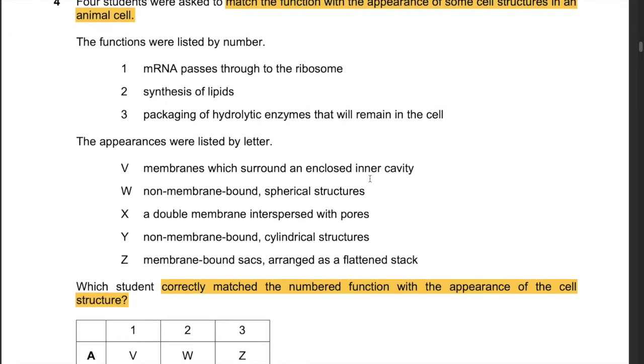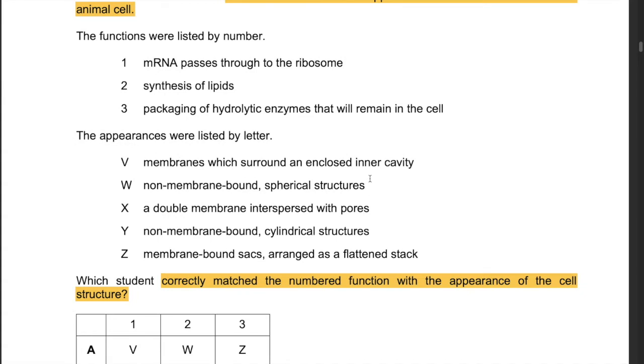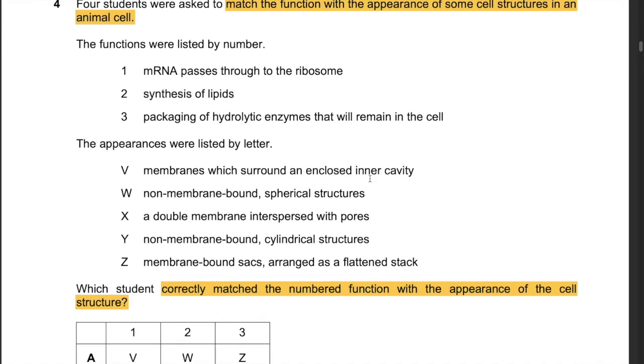So as you can see, V. Membranes which surround an enclosed inner cavity. W. Non-membrane bound spherical structures. X. A double membrane interspersed with pores. Y. Non-membrane bound cylindrical structures. Z. Membrane bound sacs arranged as a flattened stack. Which student correctly matched the numbered function with the appearance of the cell structure?